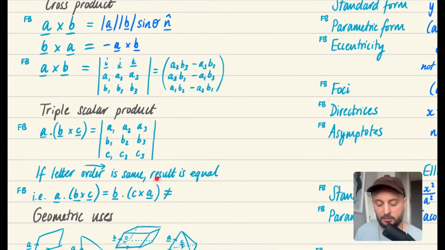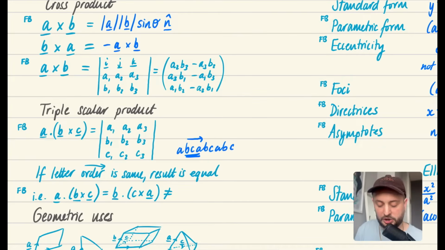If it is the same, the result is equal. So this thing is in the formula book that we've got here. And what I mean by the letter order being the same, if it goes A, B, C, A, B, C, A, B, C, you can see here that we have B, C, A, and actually B, C, A is a section that we've got here. There is B, C, A.